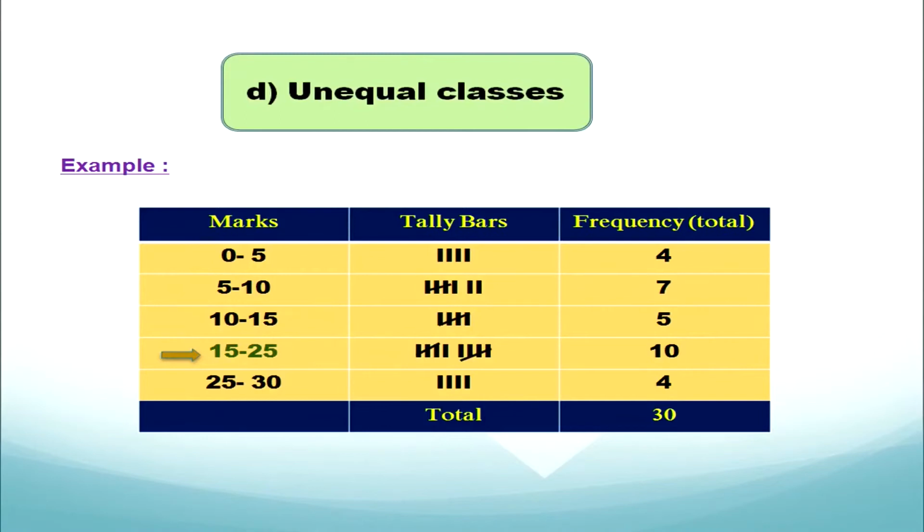Now, over here when we talk about different classes, we are noting one main important point, that the upper limit of the previous class is the next lower limit. Let us see: 0 to 5, next is 5 to 10, the next is 10 to 15, the next is 15 to 25. Though the class interval gap is different, still the upper limit of the previous class is the next class lower limit. So, we have learned about unequal classes also.